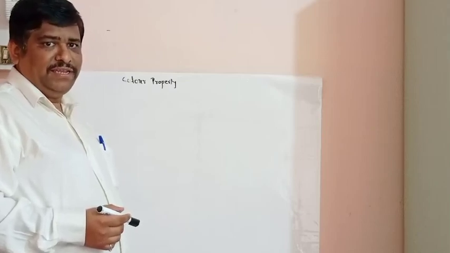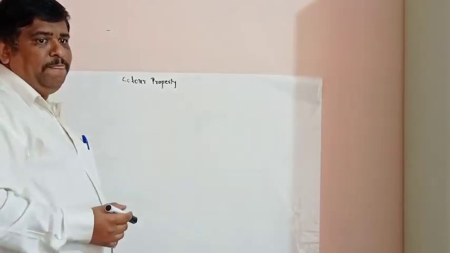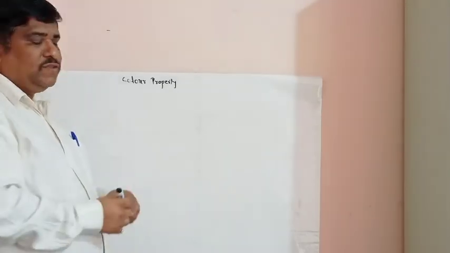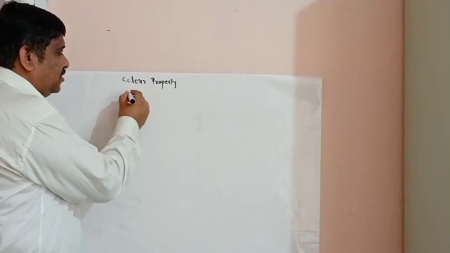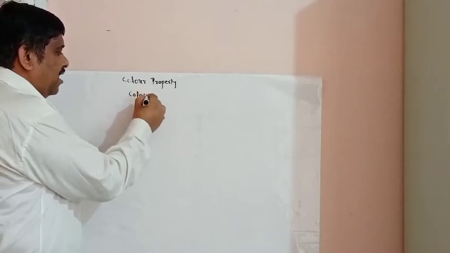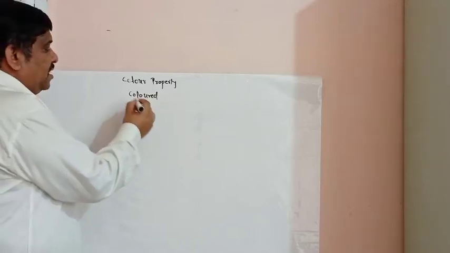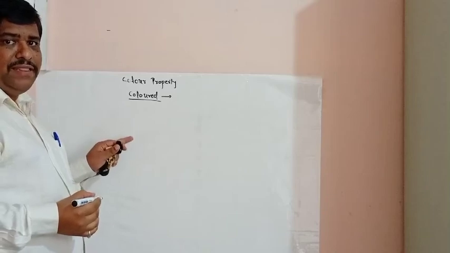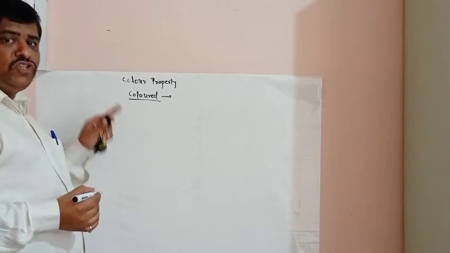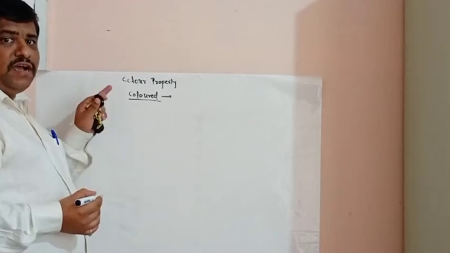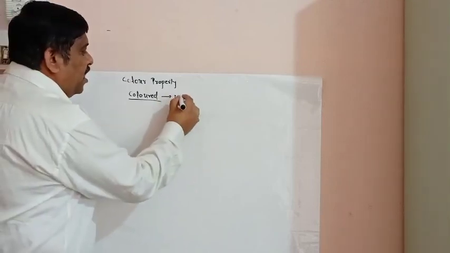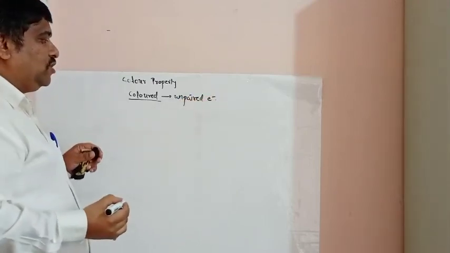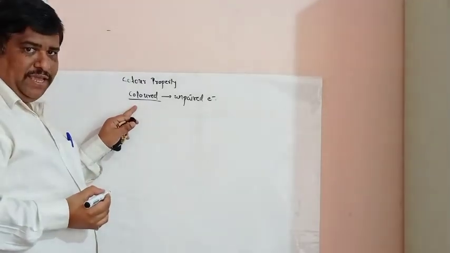Similarly, the next property we are going to discuss is the color property of the d block elements. In the color property of d block elements, so many d block elements are colored, and most of the d block elements show the colored property because of unpaired electrons. So unpaired electrons are responsible for the color property here.